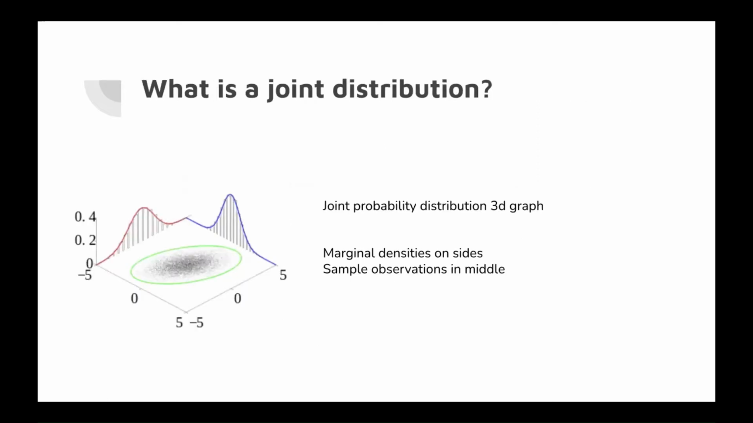Here's a joint probability graph with marginal densities on the sides and sample observations in the middle in the green. Next slide.